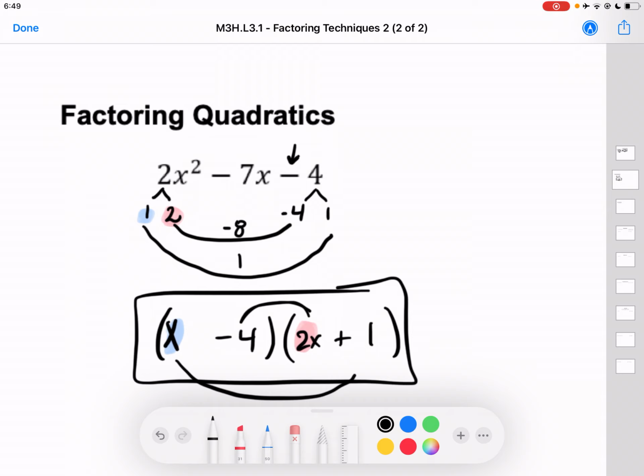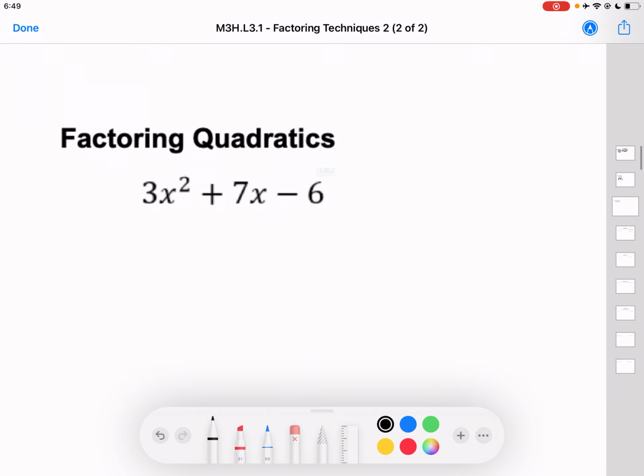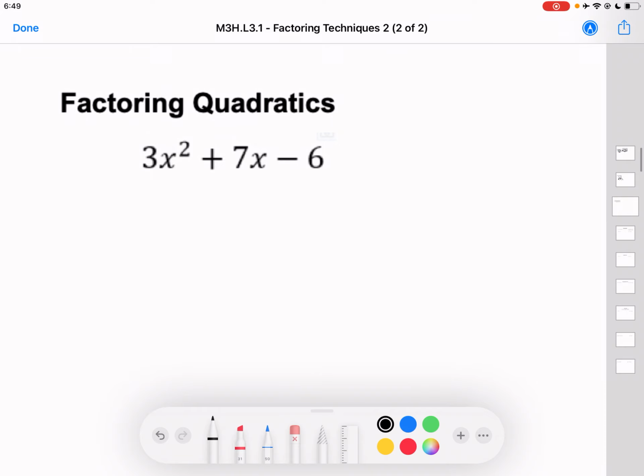Okay, so hopefully that's coming back from last year. Let's try another one, just as a quick refresher. So 3, only factors of 3 are 3 and 1. We're going to go to the 6. There's a couple pairs of factors. Let's try 2 and 3 first. And if that doesn't work, we'll use 1 and 6.